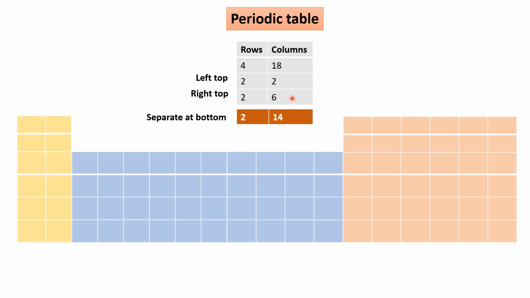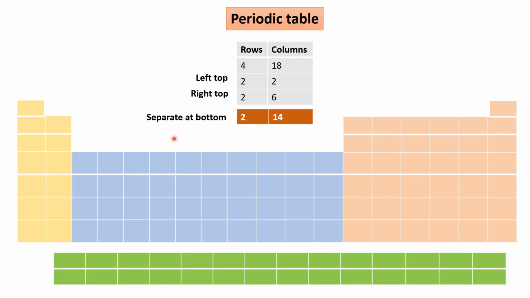Then as we know, hydrogen and helium are on the top left and top right respectively. So we'll put one box on the top left and one on the top right. Next we'll make this 2 row 14 column box separately. This way our periodic table will be completed.